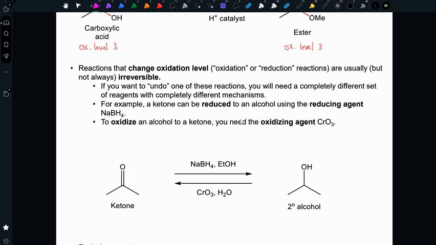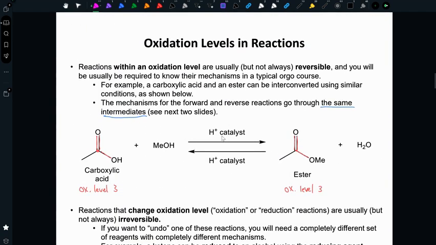So notice for this first reaction that stays in oxidation level 3, I used an acid catalyst and just added a little different other compound to make the reaction go one way or the other. To make it go forward, I added methanol. To make it go in reverse, I added water.